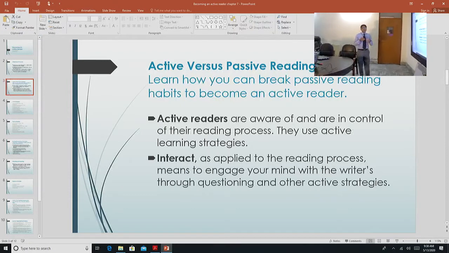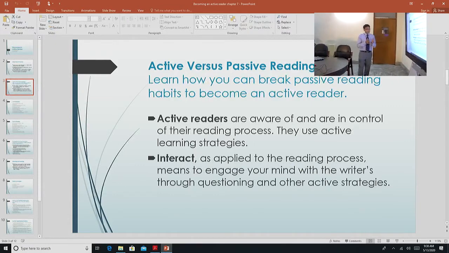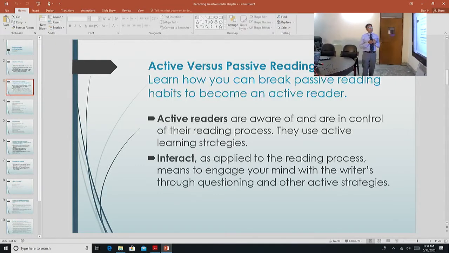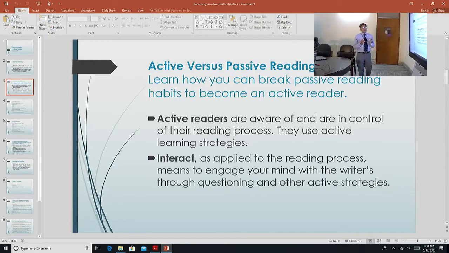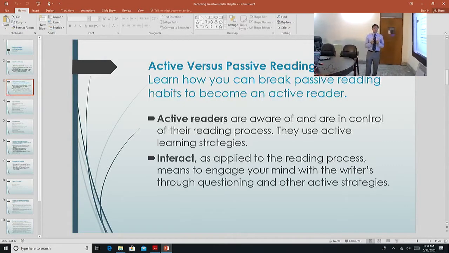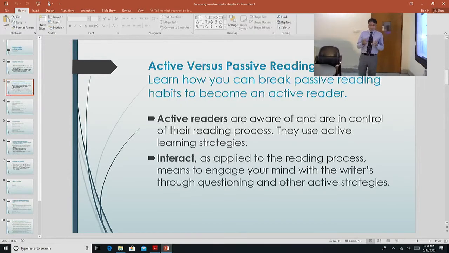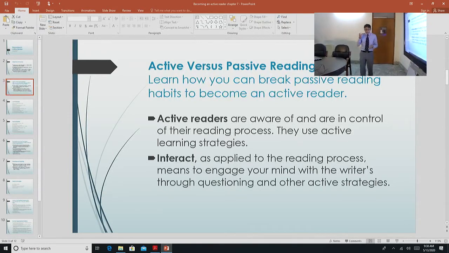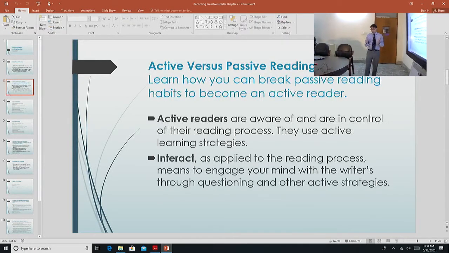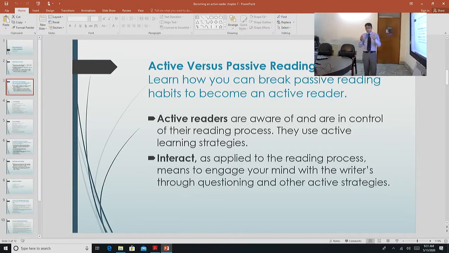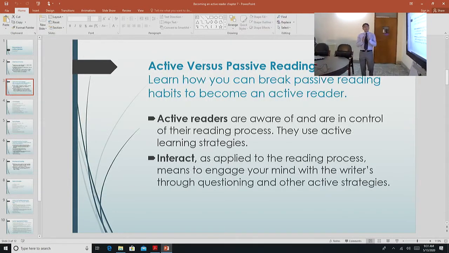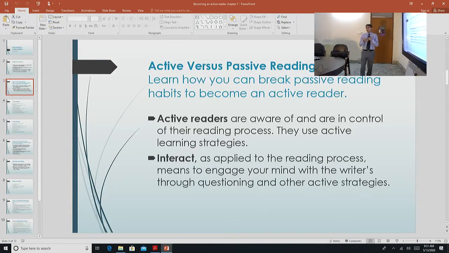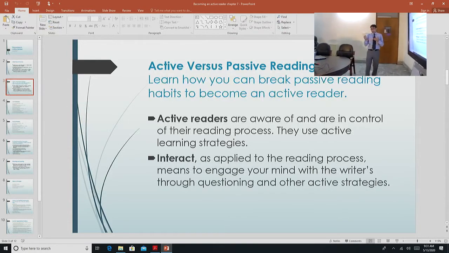So let's differentiate between active readers and passive readers. Active readers are aware of and are in control of their reading process. This is very important, that active readers know how they can control their reading process. Reading is a process. Your cognitive abilities are involved, your mind is involved. You are supposed to concentrate, focus on the material that you are reading, and sometimes you will have to go slow if you think that reading is difficult. But if it is easy, then of course you can go for fast reading as well.